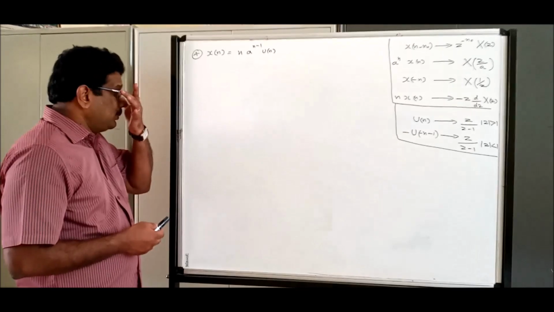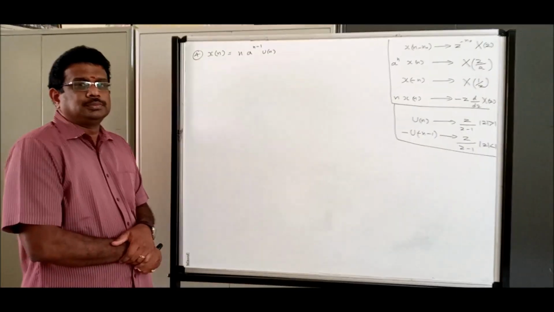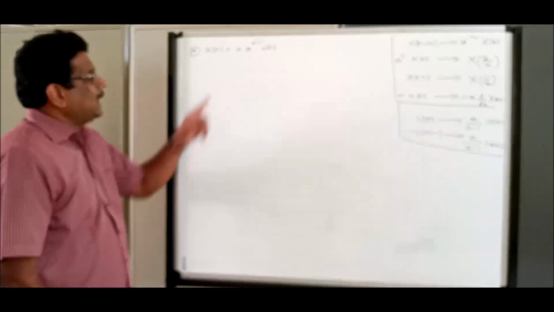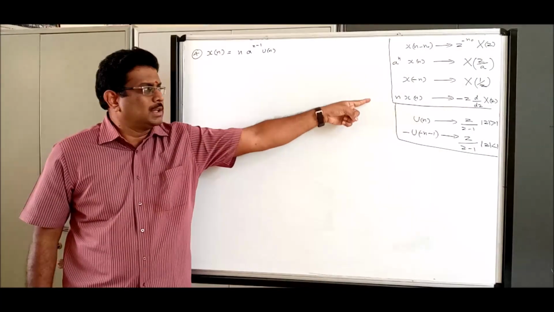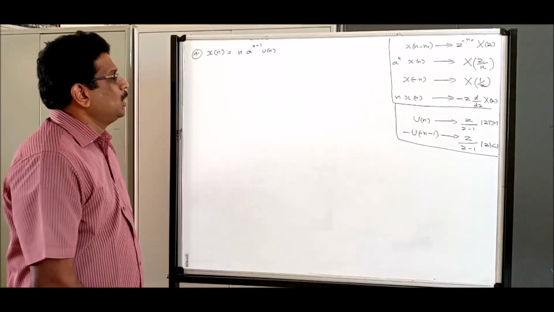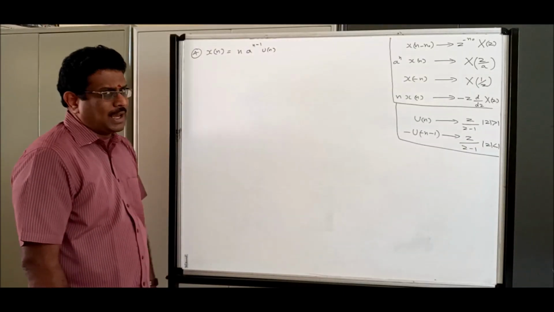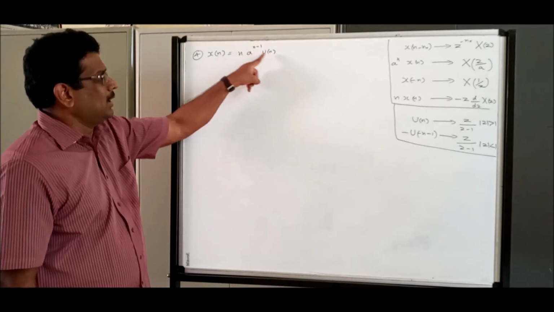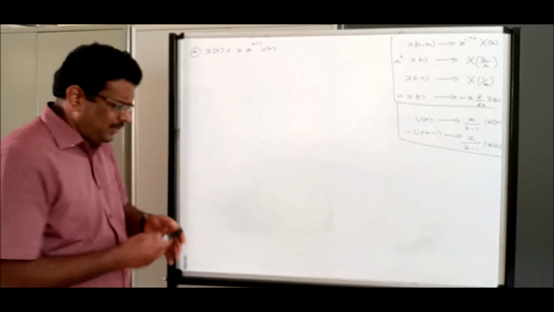In this problem, I can see a power n because of the exponential property. I can see n a power n. Even this property is also there: multiplication by n, that is differentiation in z domain. But I don't see time shift. I am not seeing the time shift. Because if you see time shift here, it should be here also. It is not there. Under that situation, you can modify the problem.